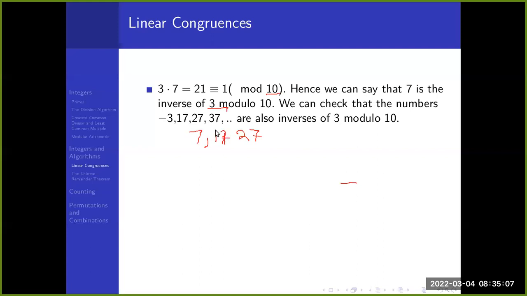If you multiply 3 by 17, you get what? You get 51, right? And 51 will still be congruent to 1 modulo 10. So any other number which is congruent to 7 modulo 10, that means any other number that differs from 7 by a multiple of 10, can replace 7 here, and this congruence will still hold. If you try 27 times 3, 27 times 3 will give us what? 7 times 3 will be?